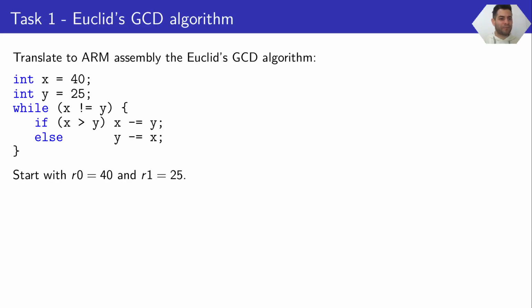Debug time done. Oh, I have a task for you. So please translate this C code into ARM assembly. This is Euclid's GCD algorithm. You have to use X and Y as 40 and 25. Use R0 for X and R1 for Y. So stop the video, take your time, don't look at the solutions, and I'm waiting for you.